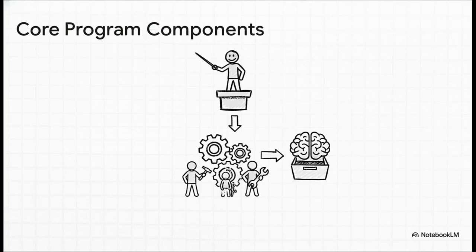Think of it like this. You've got the system's memory. That's basically where all the information is stored. Then you've got the workers. These are the functions that do all the specific jobs. And finally, you have the conductor. That's the main loop that tells everyone what to do. It's really that simple. Memory, workers, and a conductor.